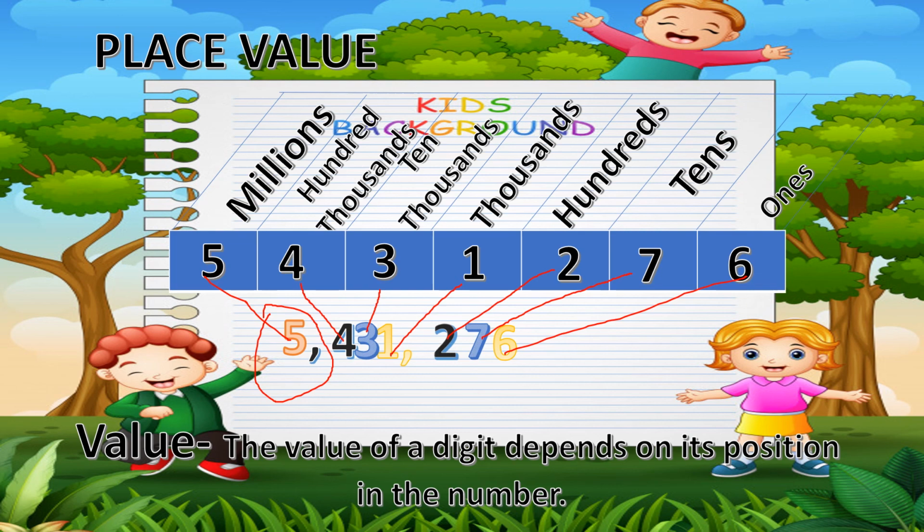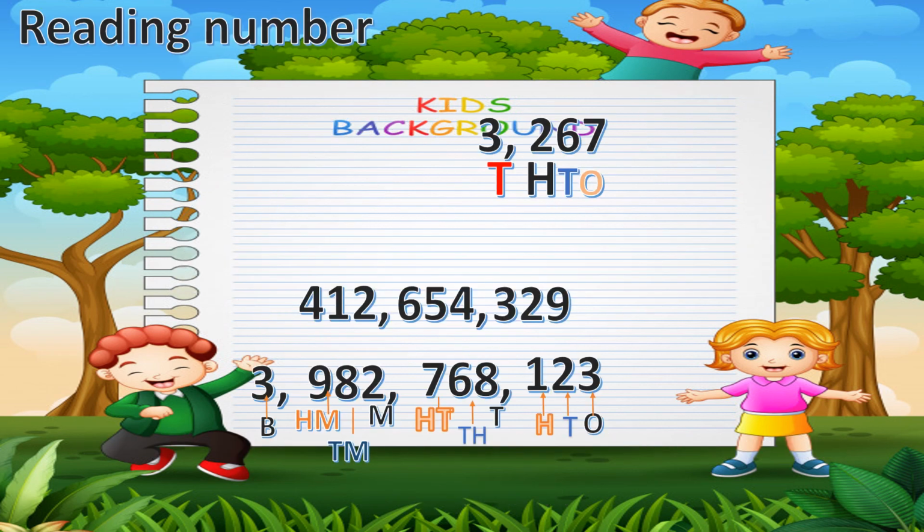5,431,276. Okay? When reading a number, we need to use a separator like a comma and space to make it easy to identify the number placed in each place value. Here we have the number 1, 2, 3, 4, 5, 6, 7, 8, 9. I'm going to read it like that.